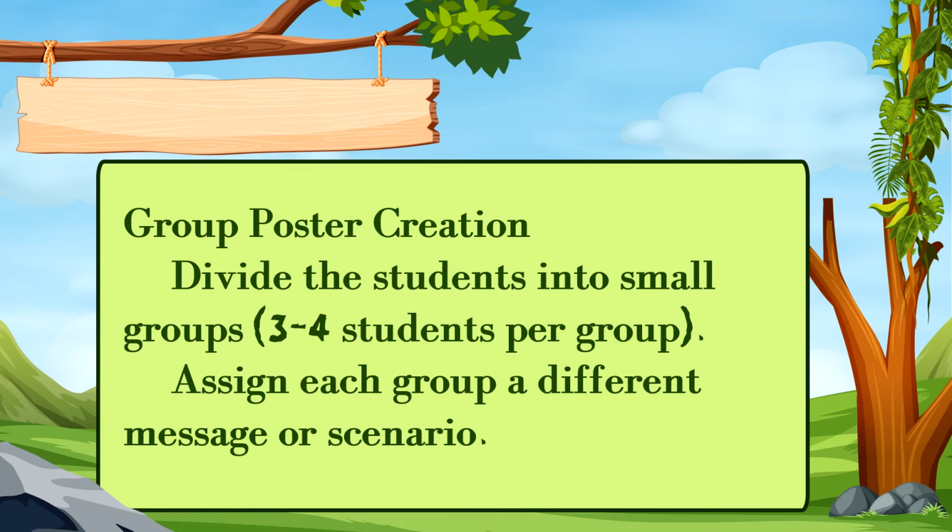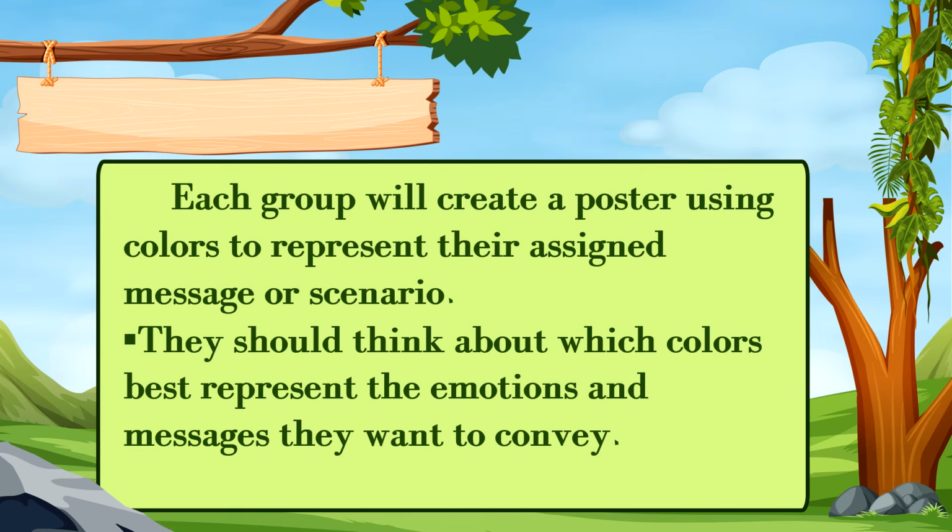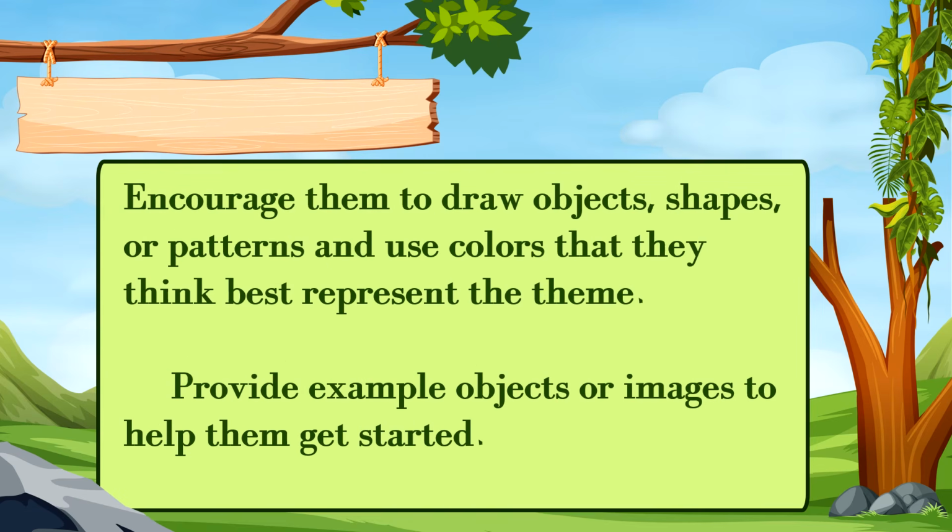Group poster creation. Divide the students into small groups of 3 to 4 students per group. Assign each group a different message or scenario. Each group will create a poster using colors to represent their assigned message or scenario. They should think about which colors best represent the emotions and messages they want to convey. Encourage them to draw objects, shapes, or patterns and use colors that they think best represent the theme. Provide example objects or images to help them get started.